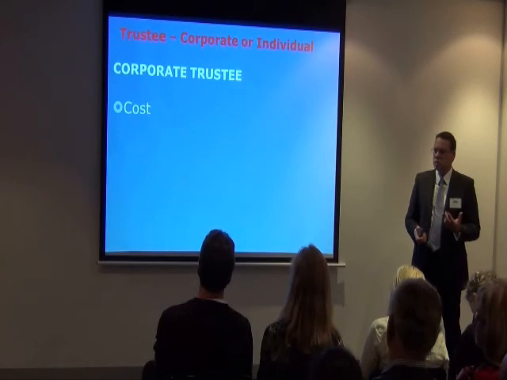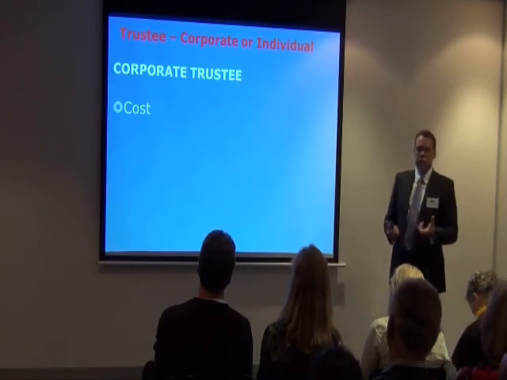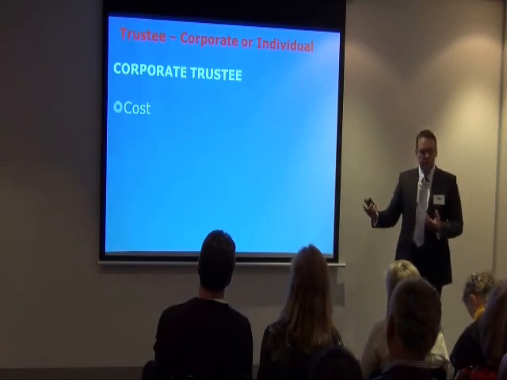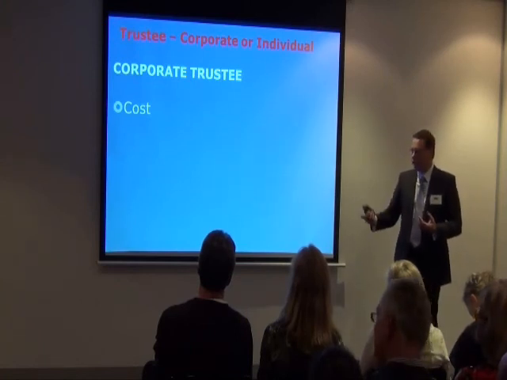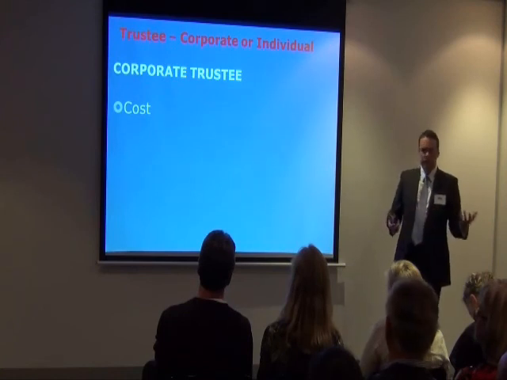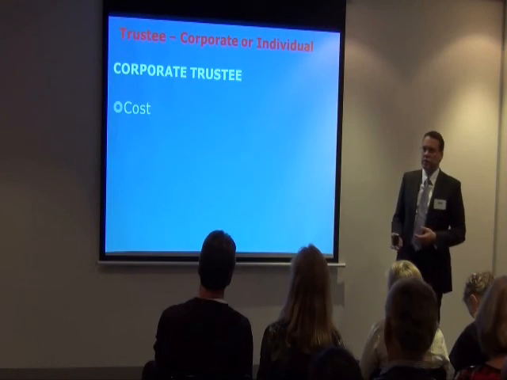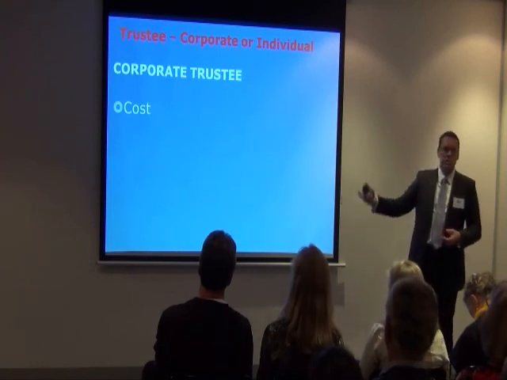The first one's cost. A corporate trustee will cost around $700 to establish. You've got a $43 annual fee that you've got to pay to ASIC to keep the company going. So there's a cost there, whereas individual trustees don't have that. So that's one reason why you might go for an individual trustee, certainly a reason that we had used in the past.